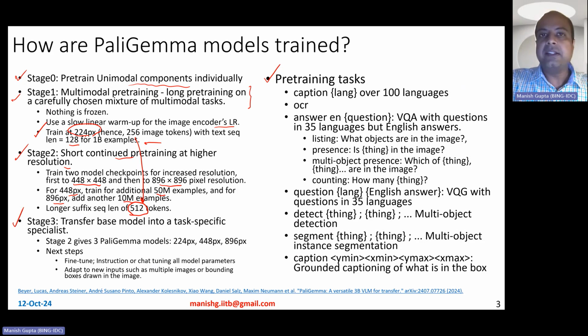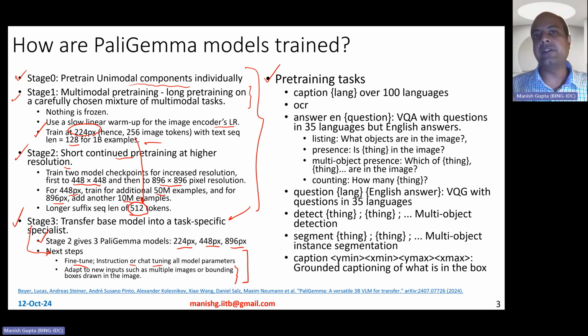Okay. Stage 3 is transferring the base model to a task-specific specialist. The stage 2 model really gives you 3 PaliGemma models: 224, 448, and 896 pixel models. And stage 3 basically is really task-specific. You could do fine-tuning, instruction tuning, or chat tuning. You could also adapt these inputs to new scenarios like multiple images or bounding boxes, draw-in images, and so on. Okay, so this is really task specific, but stages 0, 1, 2 are sort of pre-training in a task agnostic manner across 3 different image resolutions.